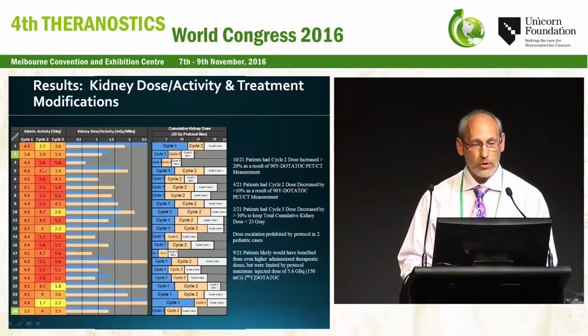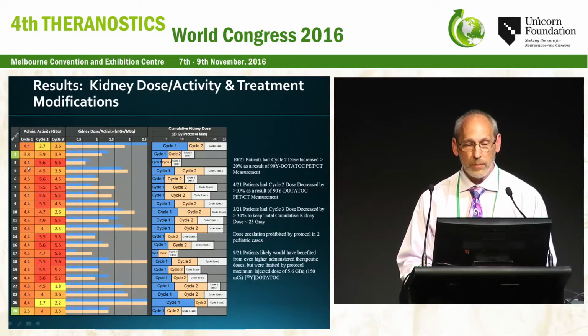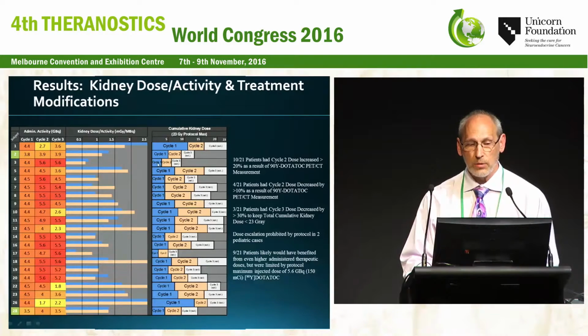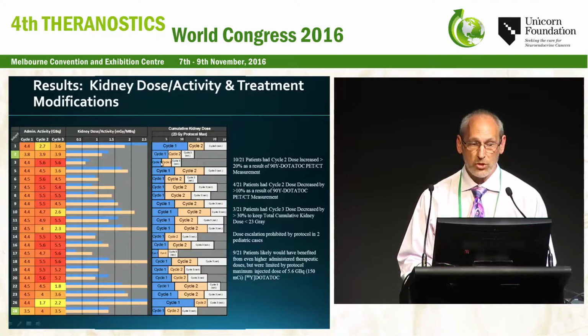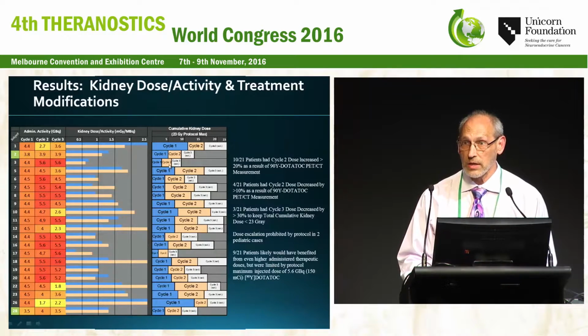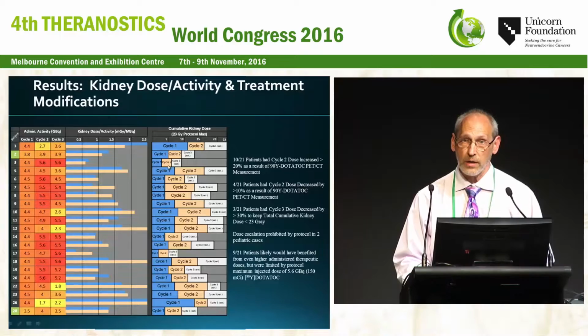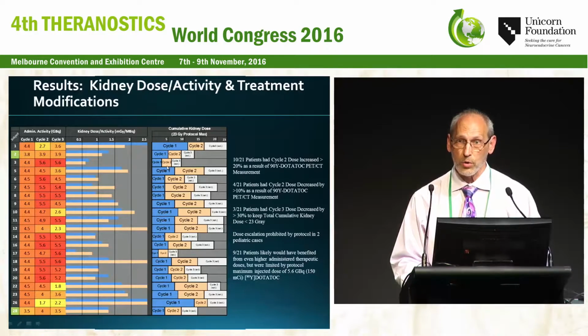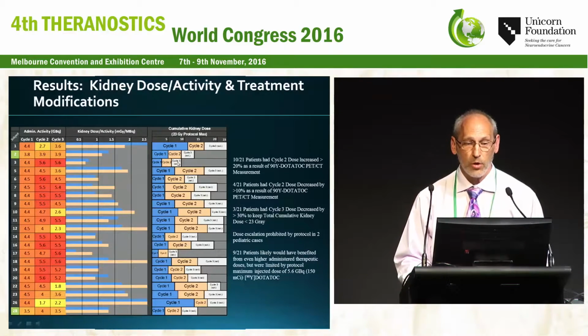Now on the flip side, if we look at patient number 3, we started with that same 4.4 gigabecquerel, but you end up seeing that we only gave about 3 gray to the kidney. So we bumped it up as much as the protocol would allow, to 5.6, and lo and behold, we got functionally the same amount of dose to the kidney, another 3, and then we gave the max again. So in the end, we gave maybe 9 gray to the kidney. This is a patient who clearly would have benefited with more dose from a therapeutic standpoint if the protocol allowed.